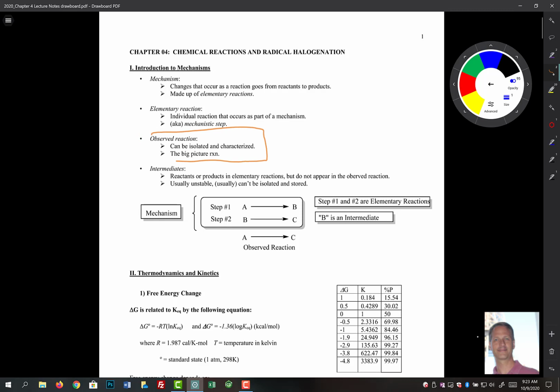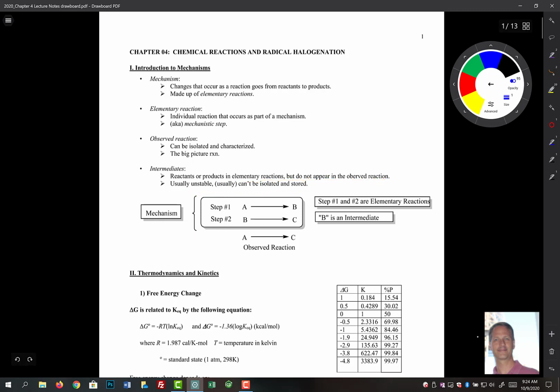But in organic chemistry, we're interested in these little steps of the mechanism, which are called elementary reactions. They're individual reaction steps that occur as part of that mechanism. Sometimes we call them mechanistic steps also, and sometimes we simply just call them steps. Now, the intermediates are reactants or products in these elementary reactions, but they don't appear in the observed reaction though. Typically, they're unstable, and they usually can't be isolated and stored.